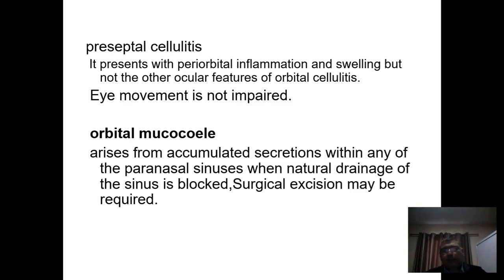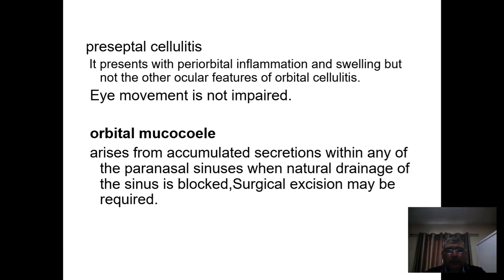Preseptal cellulitis resembles orbital cellulitis, but here the inflammation is limited to anterior to the orbital septum. That is to say, it is not involving the orbital tissue. So when you open the eyelids, you will see the globe free. There is no proptosis. There is proper vision and ocular motility, and it is not the same emergency as orbital cellulitis.